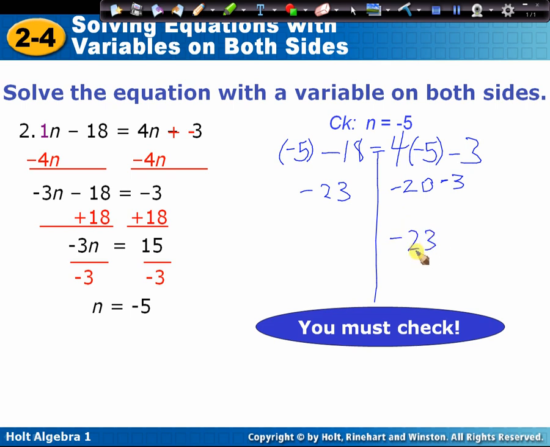So what we're left with here is that -23 equals -23. And we call that correct. It's equal. The problem checks out. Make sure that you have this work down on your paper before you move on to the next problem.